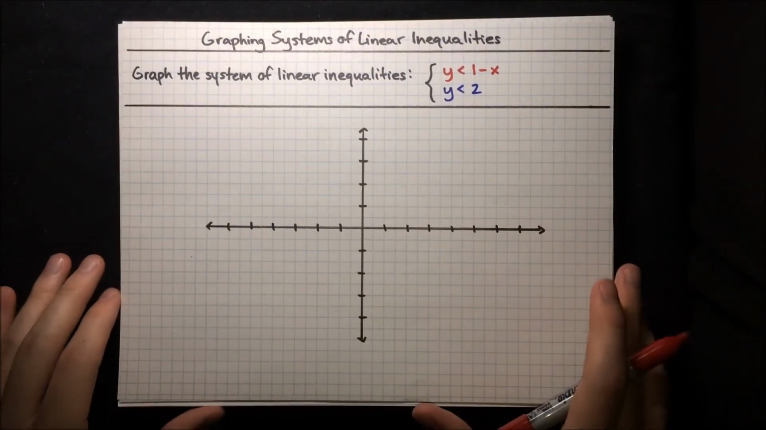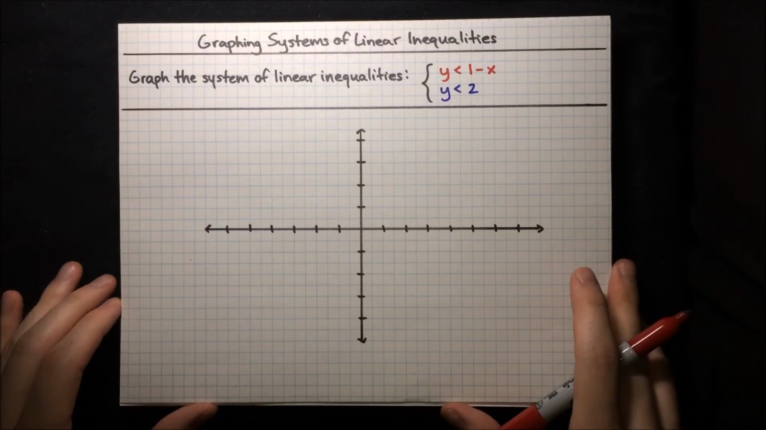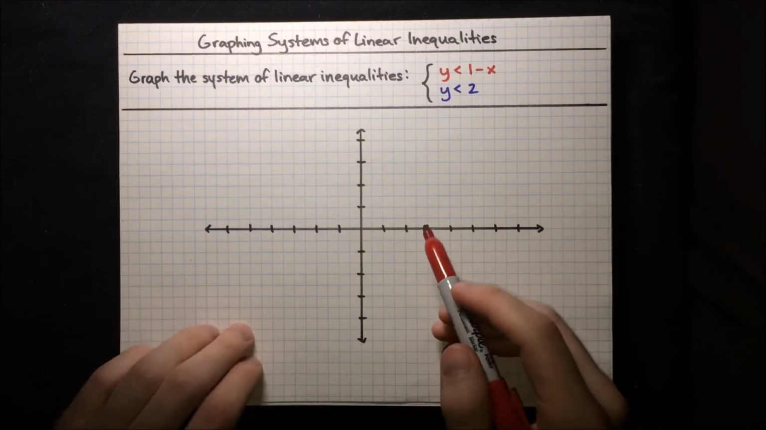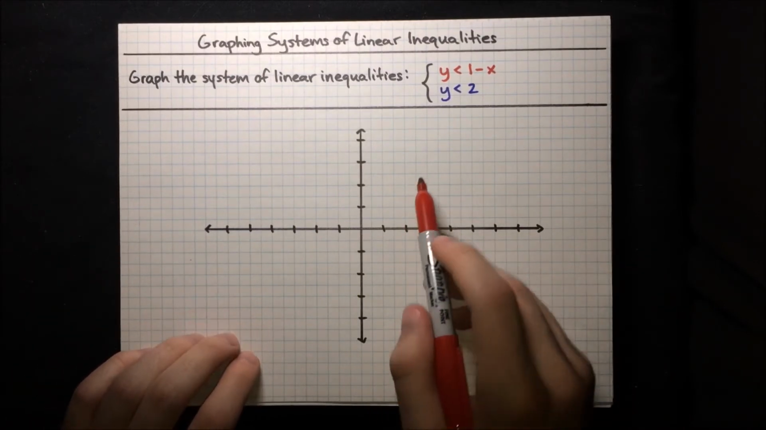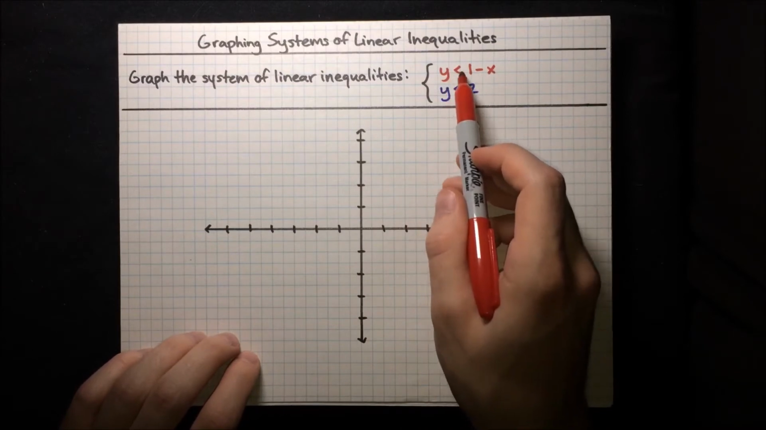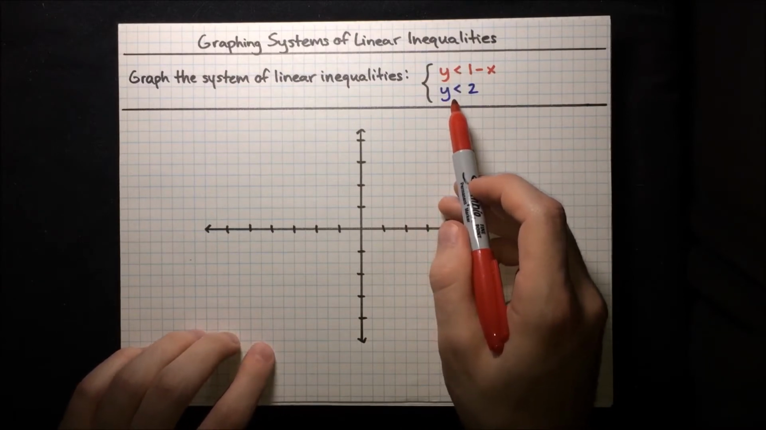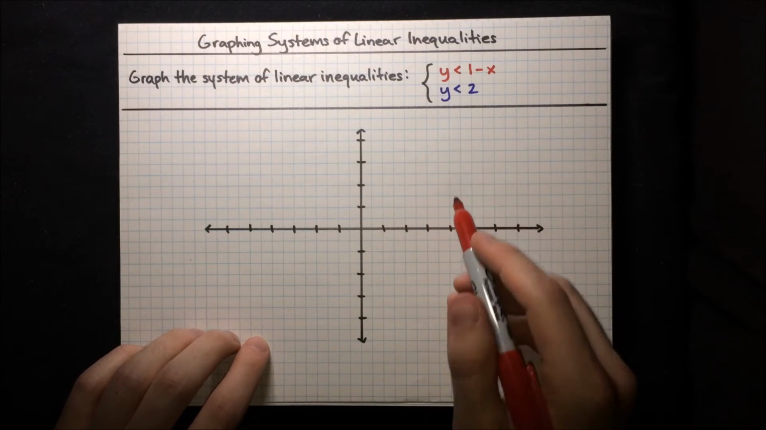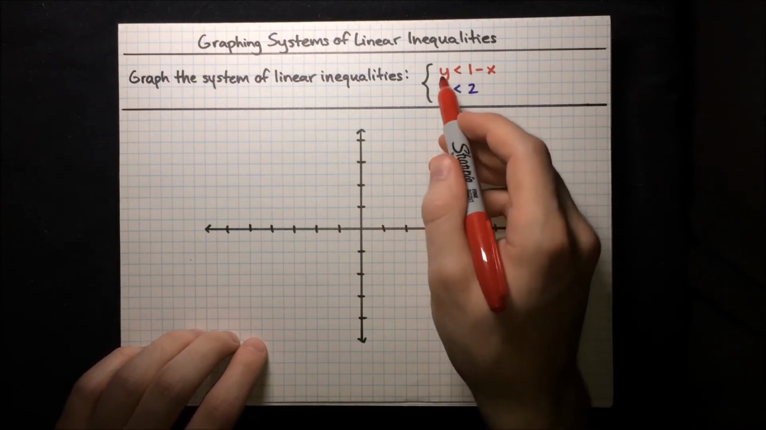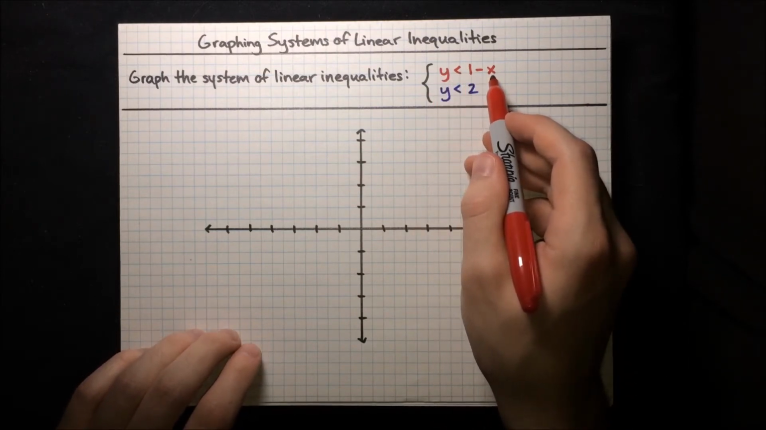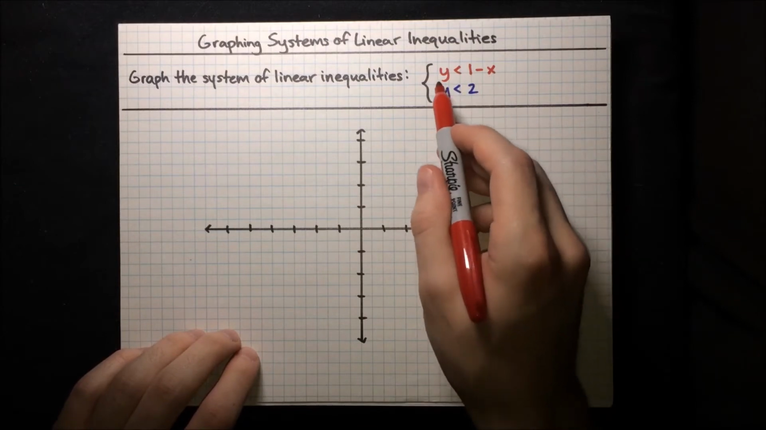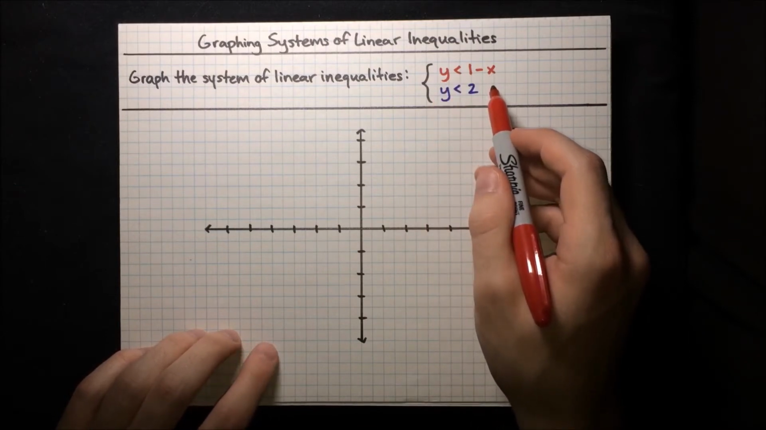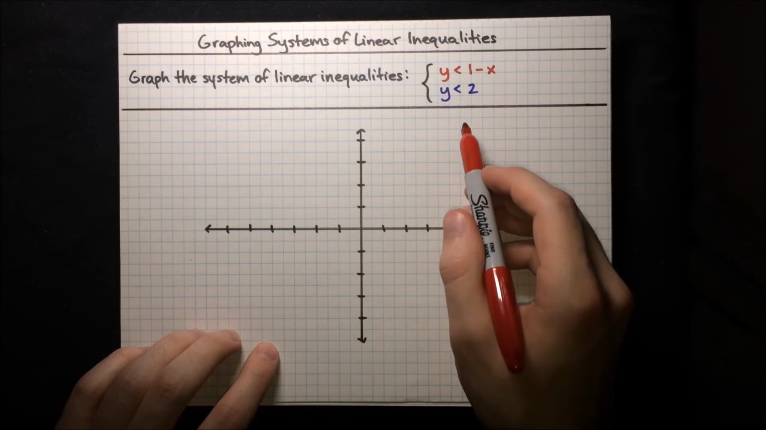All right, here's another system for us to graph, and this is going to be very similar to the previous problem. We're going to start off by graphing each of these inequalities individually, and then we'll shade where the solutions overlap. So first of all, this inequality y is less than 1 minus x. Let's graph the boundary, y is equal to 1 minus x. So what does that look like when graphed?